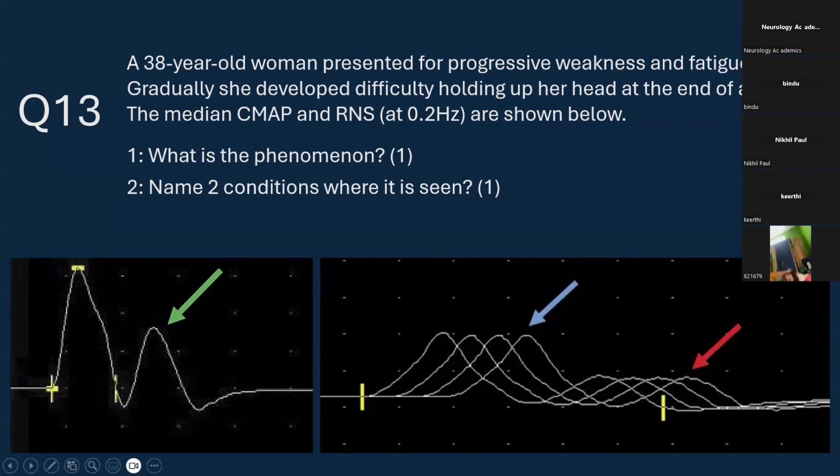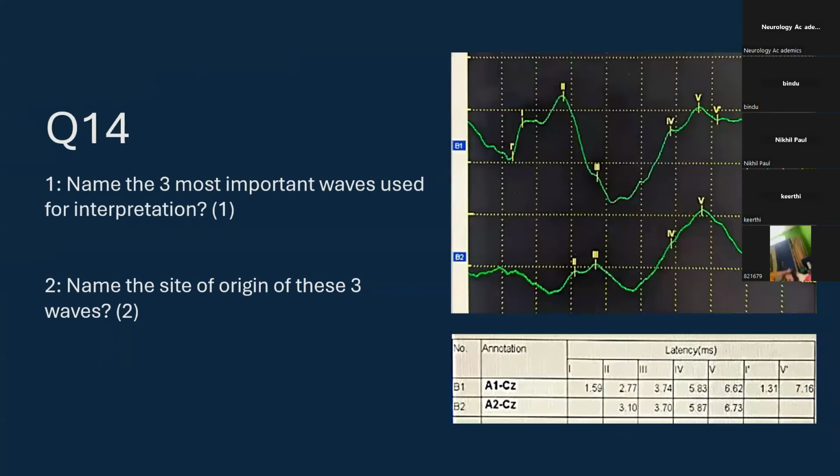Next question. Name the three most important waves used for the interpretation of this study and name the site of origin of these three waves.